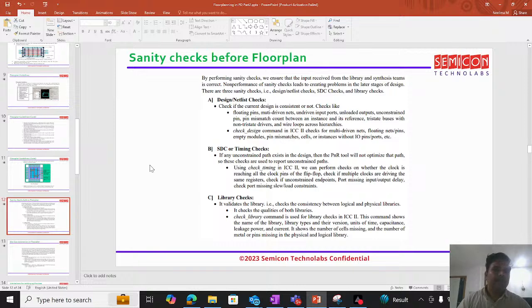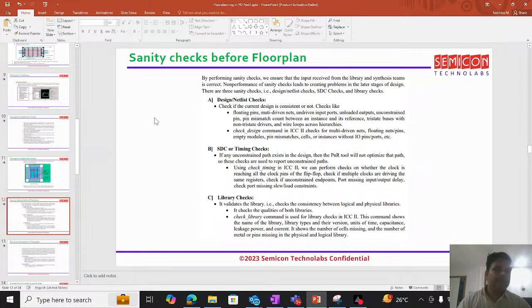Okay, now some sanity checks before we go to the floor plan. What are those sanity checks? One is design or netlist checks, using the check design command, which is the common command, I would say, in both Synopsys and Cadence tools. Only if the design or netlist checks are proper, then we go for timing checks. Again, in timing checks, check timing is the common command we have across any kind of tools, front end, back end, Synopsys and Cadence.